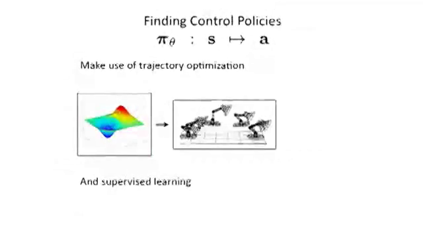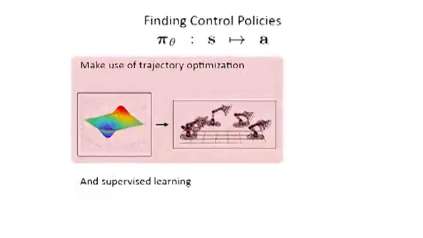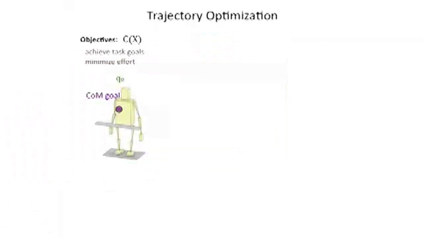So the way that we're going to try to approach this problem is to make use of two approaches: trajectory optimization and supervised learning. I think we're all familiar with supervised learning, but it would be worth talking a little bit about trajectory optimization, to either introduce or review it.